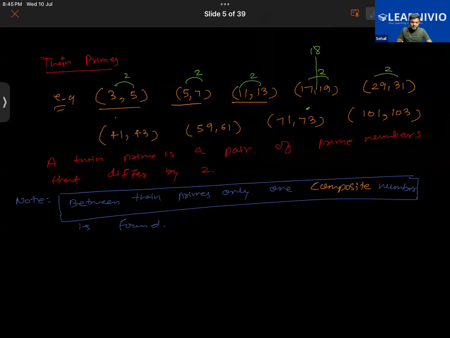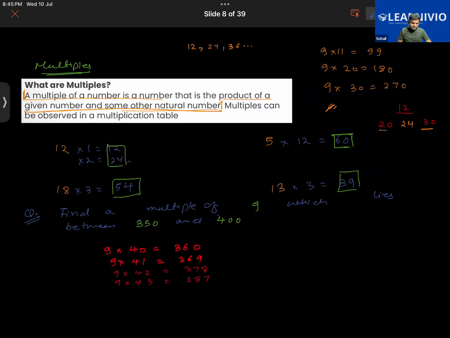Yes, Habib? Yes. Okay. What is the composite number between 29 and 31? 30, obviously. And 30 is a composite number, isn't it? Between 11 and 13, you have 12. So that is also a composite number. So between twin primes, there will exist a composite number. So hope that was also clear to you.